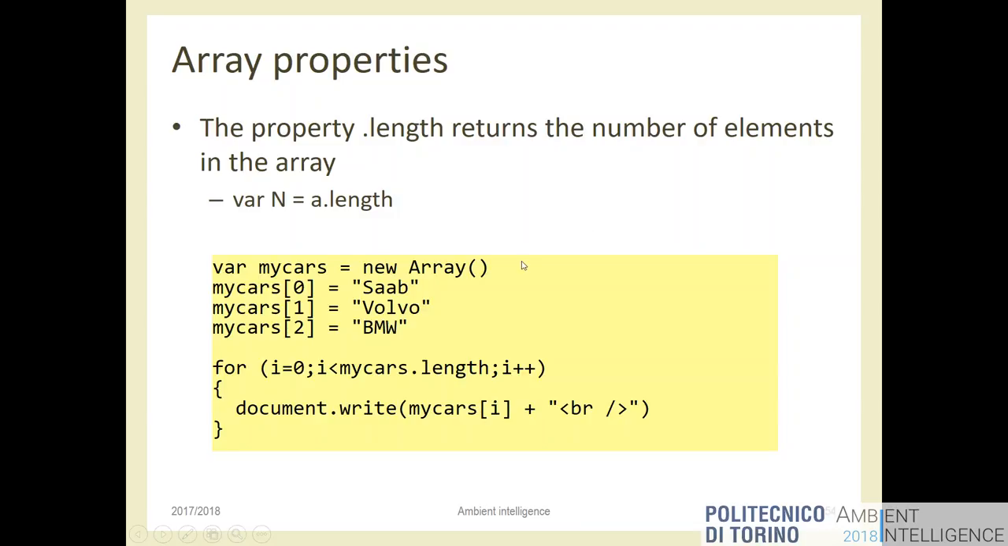And okay, these are just examples. An array of strings. You see, declare an array, put some values into the first three locations, and then use them, iterate through the elements, and then print them. I didn't comment earlier on document.write, which sometimes appears in the examples. Document.write just adds the string that you pass as an argument into the HTML page. So it's a way of printing something onto the page.